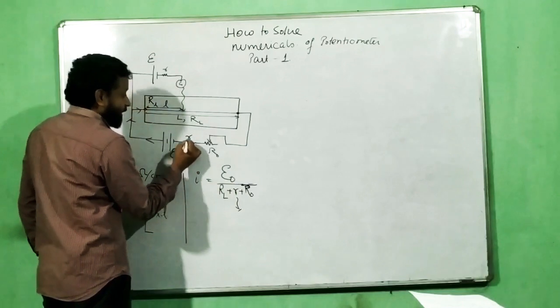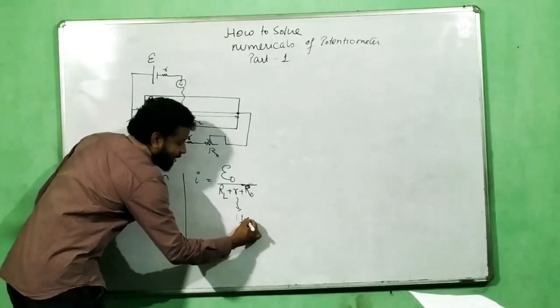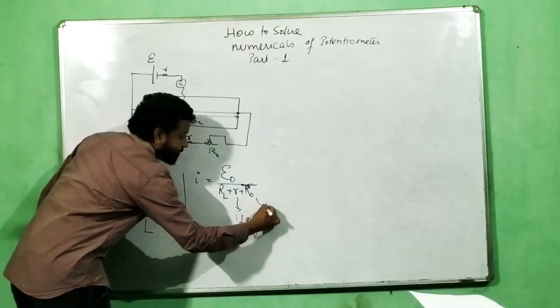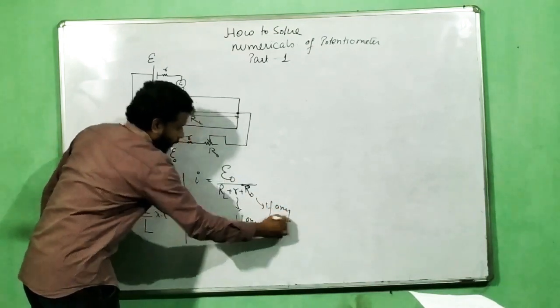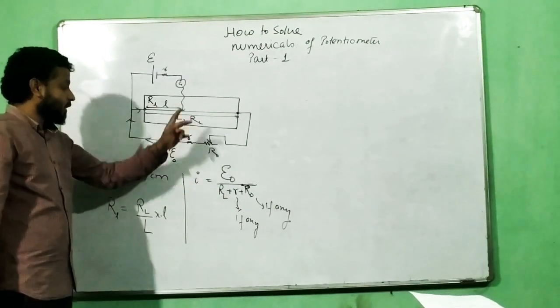So this is the internal resistance of this E naught. Okay. So it may be there, it may not be there, if any. Oh, this will be always there. So this is, I got the current.